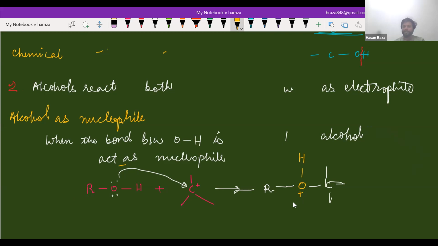Now, the positive charge on oxygen is very less stable. So what will it do? It will take an electron from hydrogen and stabilize itself in this way. Carbon will have three bonds. Please write this.